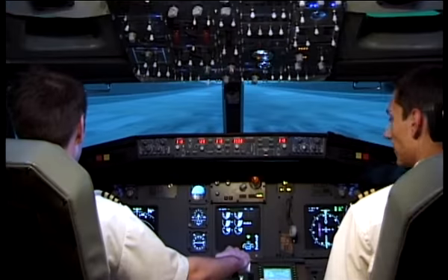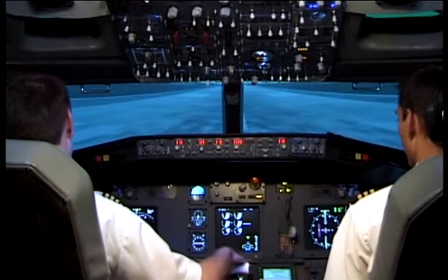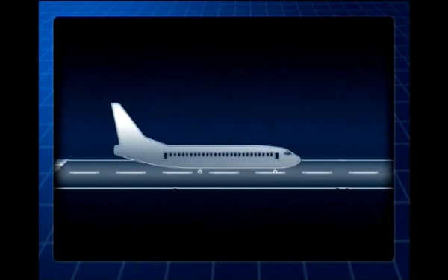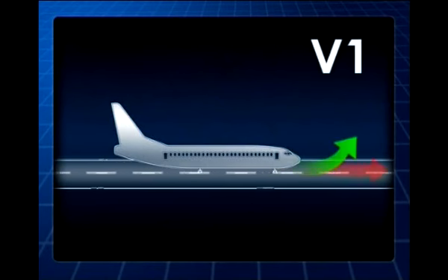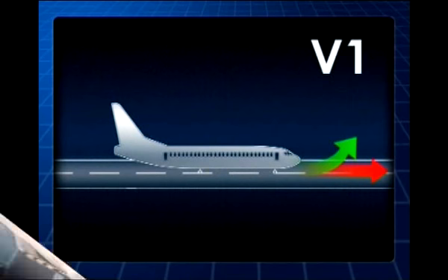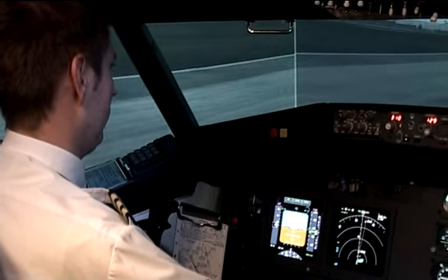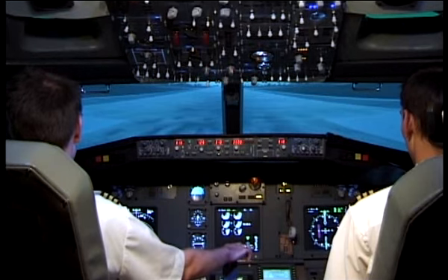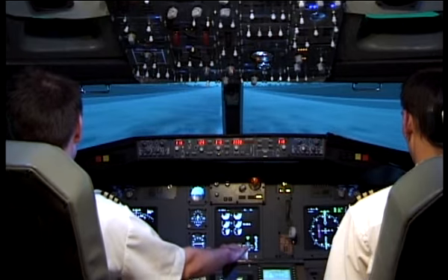In simulators, pilots are thoroughly trained for engine failures after V1 at takeoff. After passing V1, the takeoff can't be aborted because the aircraft is moving too fast to be stopped safely on the runway. Let's see how our pilots can deal with simulated engine fire occurring after the V1 decision speed.